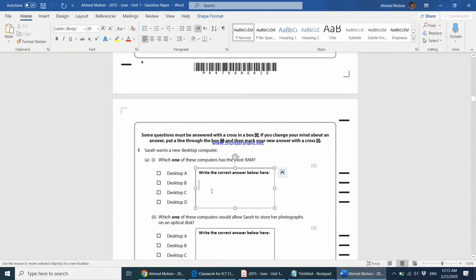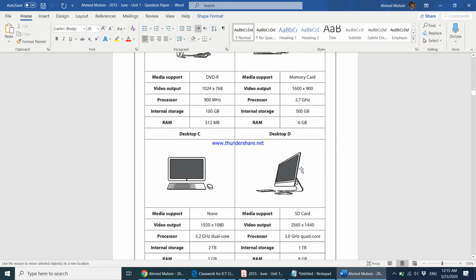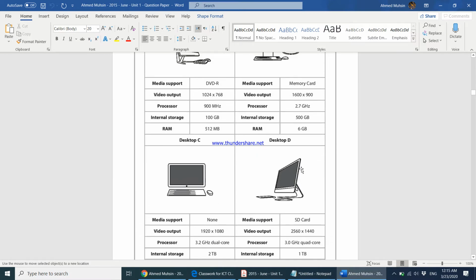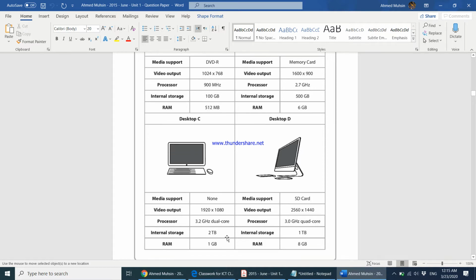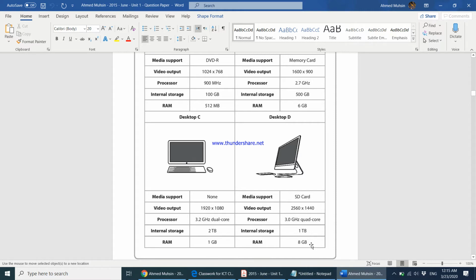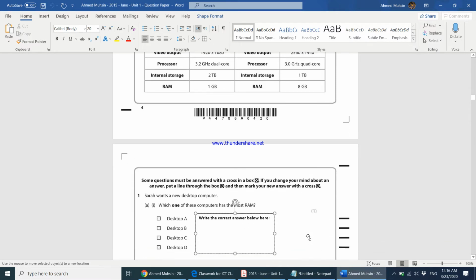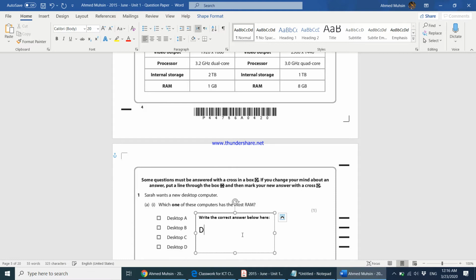Okay, so Sarah wants a new desktop computer. Which one of these computers has the most RAM? Okay, so we come to the 4 computers. Which one has the most RAM? 512 MB, 6 GB. This is having 1 GB. This is having 8 GB. Okay, so we do know that GB is a higher value than MB. So the answer is going to be desktop D. It has 8 GB of RAM. Okay, so we just write here answer is D.